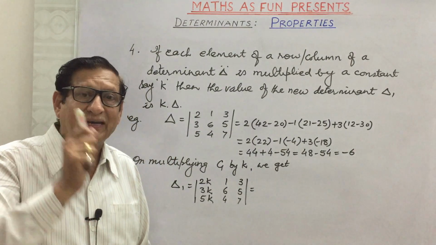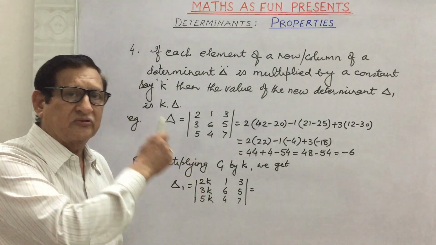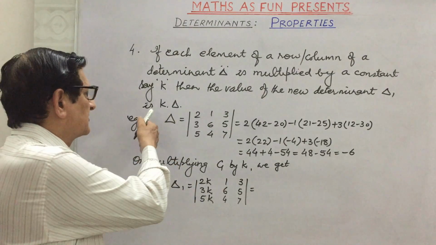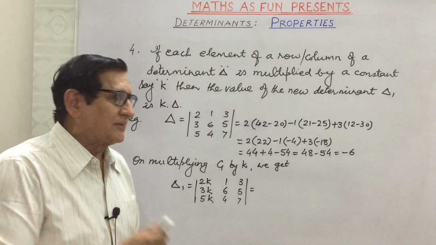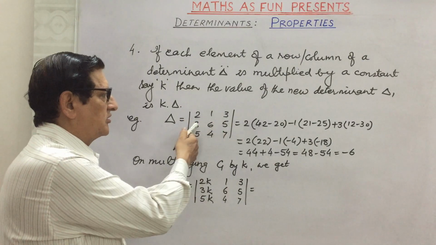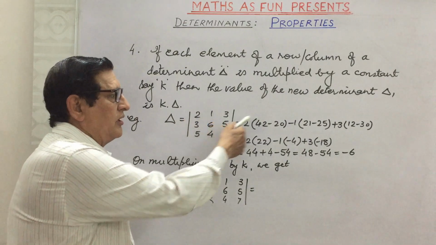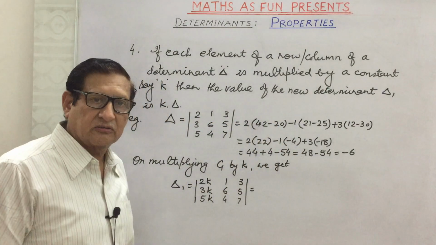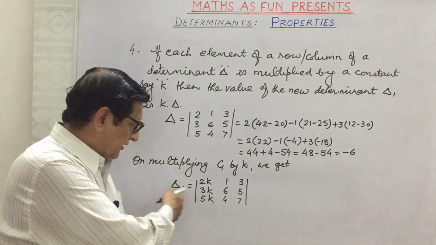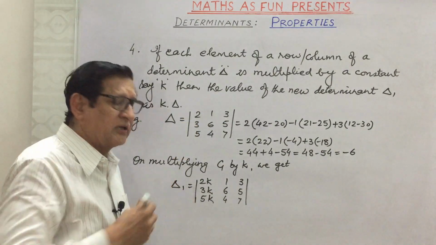is multiplied by some constant, suppose k, then the value of the determinant also will be a multiple of k. Let's understand this by an example. Suppose a determinant is given to us. The elements in the rows are 2, 1, 3, 3, 6, 5, 5, 4, 7. We expand it along row 1 and find that its value is minus 6. Now if we multiply every element of column 1 by k, we get this delta 1. Every element of column 1 has been multiplied by k.